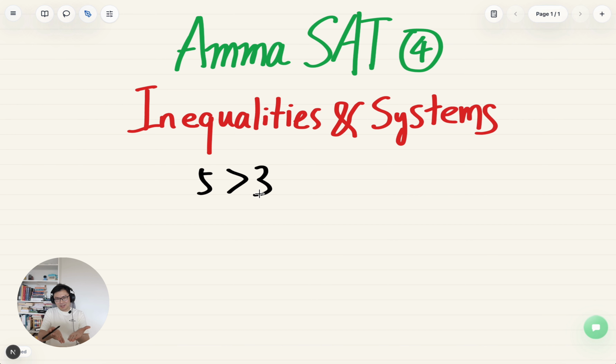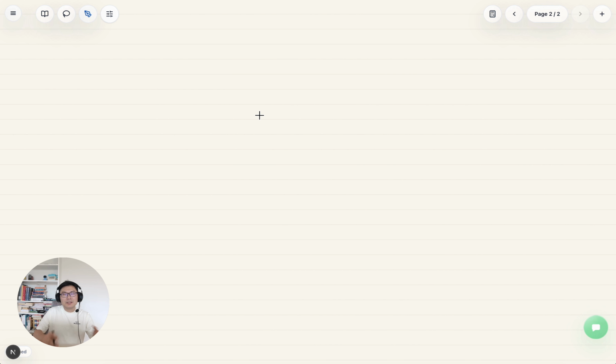Alright, so here is an inequality: 5 is greater than 3. Then it is an inequality, and 5 is greater than or equal to 3, or 2 is less than 5. So these are inequalities. When you do inequalities, all of the rules are the same as solving equations except one. And this one is called the sign shift rule.